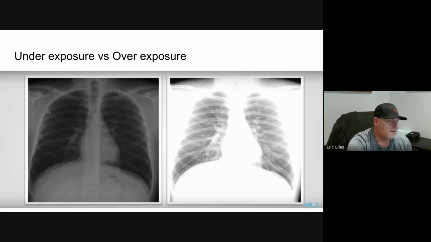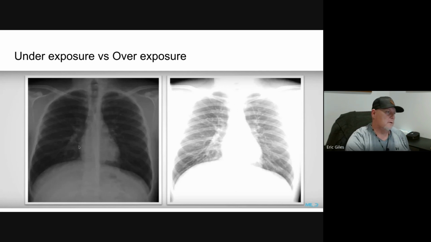One good thing about digital is this one on the left, you could probably make look decent, because there's enough density and enough information there that you could make that image look better with post-processing. This one on the right, though, you're going to have to retake, because there's not enough density to work with, not enough information there. But just know what over and under exposure looks like. And we're going to talk about another way that you can see that in a minute.